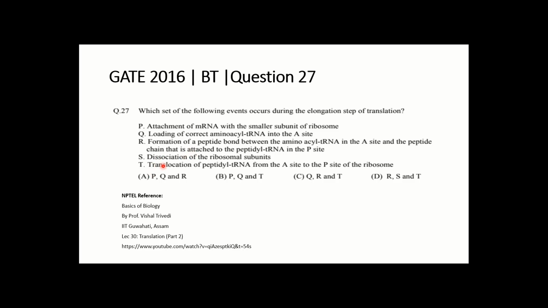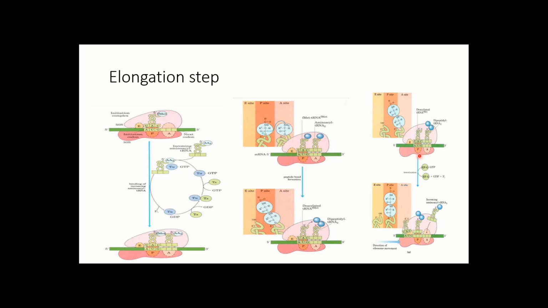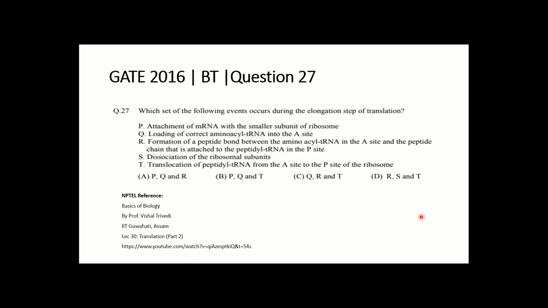Option T, translocation of the peptide tRNA from the A site to the P site, is also true because in the third step you can see the translocation is happening, and as a result of this ribosomal sliding and movement, it will shift from the A site to the P site. So that's why option T is also correct. Overall, options Q, R and T are the correct options. So option C is the correct answer here.